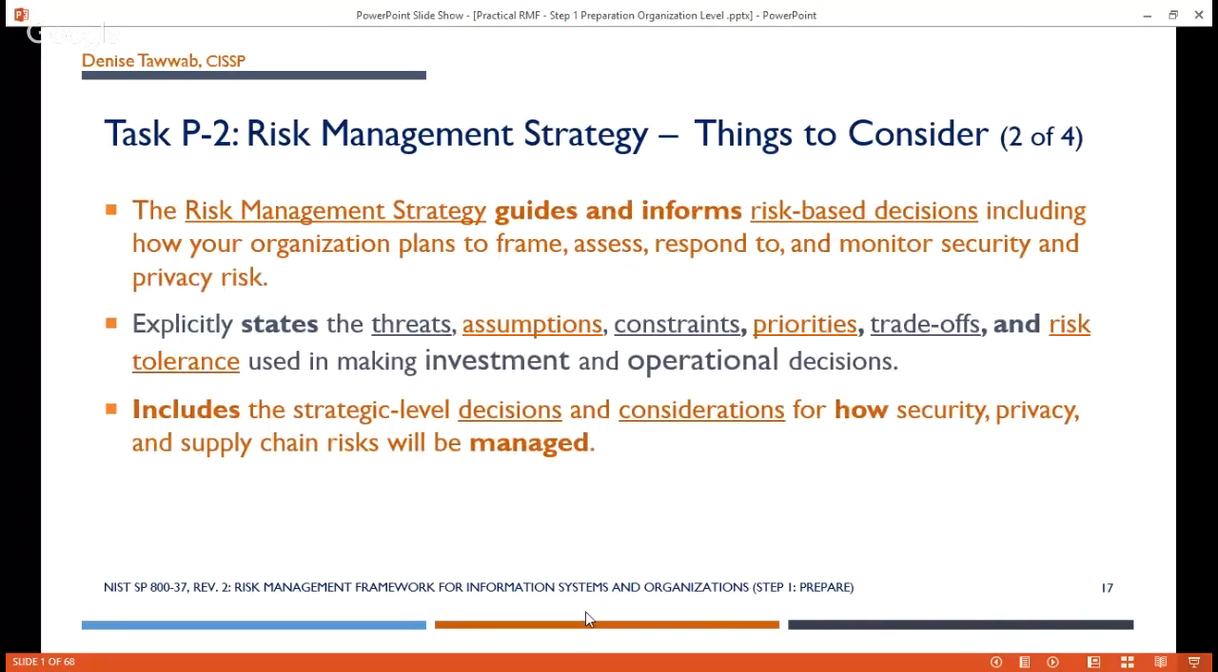It's going to guide and inform risk-based decisions, including how your organization plans to frame, assess, respond to, and monitor security and privacy risk. It explicitly states the threats your organization faces, any assumptions around how you're going to handle risk, any constraints that you face, priorities, trade-offs, and risk tolerance that's going to be used in making investment and operational decisions going forward. So you have to give this a lot of thought. It also includes the strategic level decisions and considerations for how security, privacy, and supply chain risk are going to be managed in your organization.